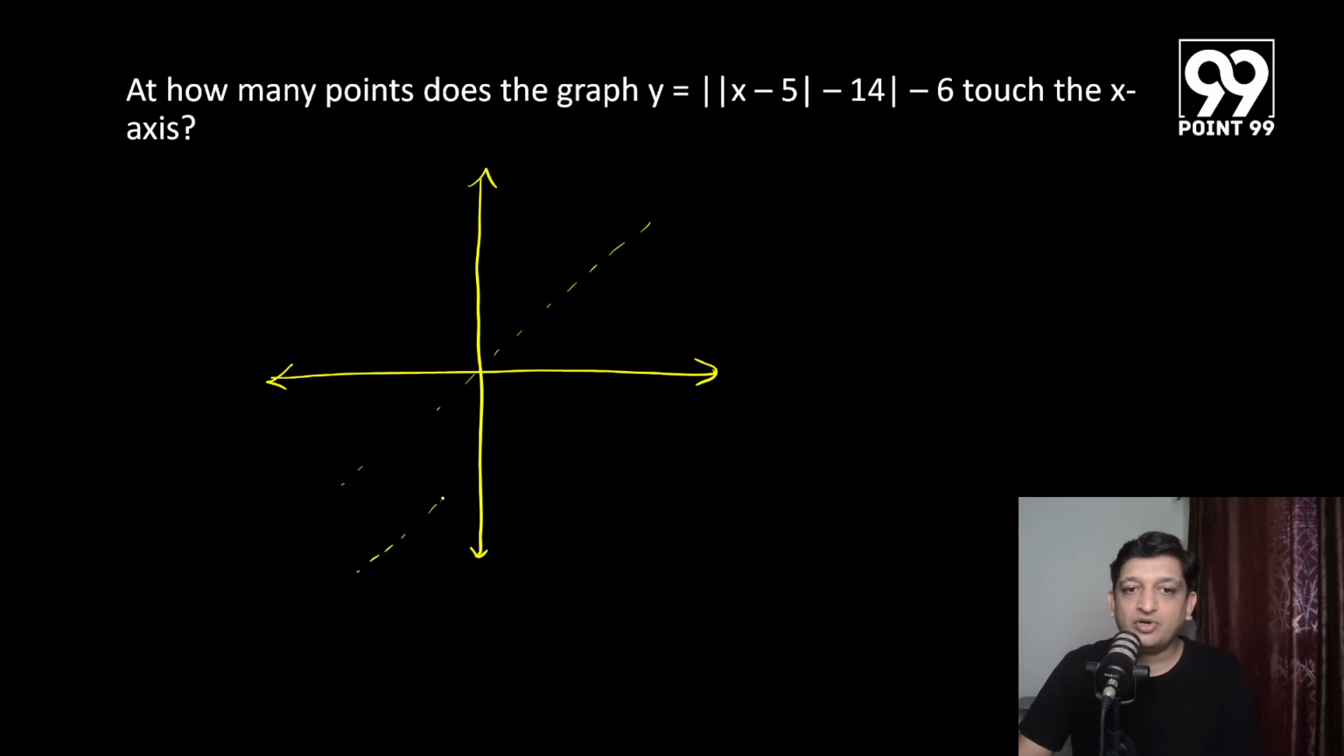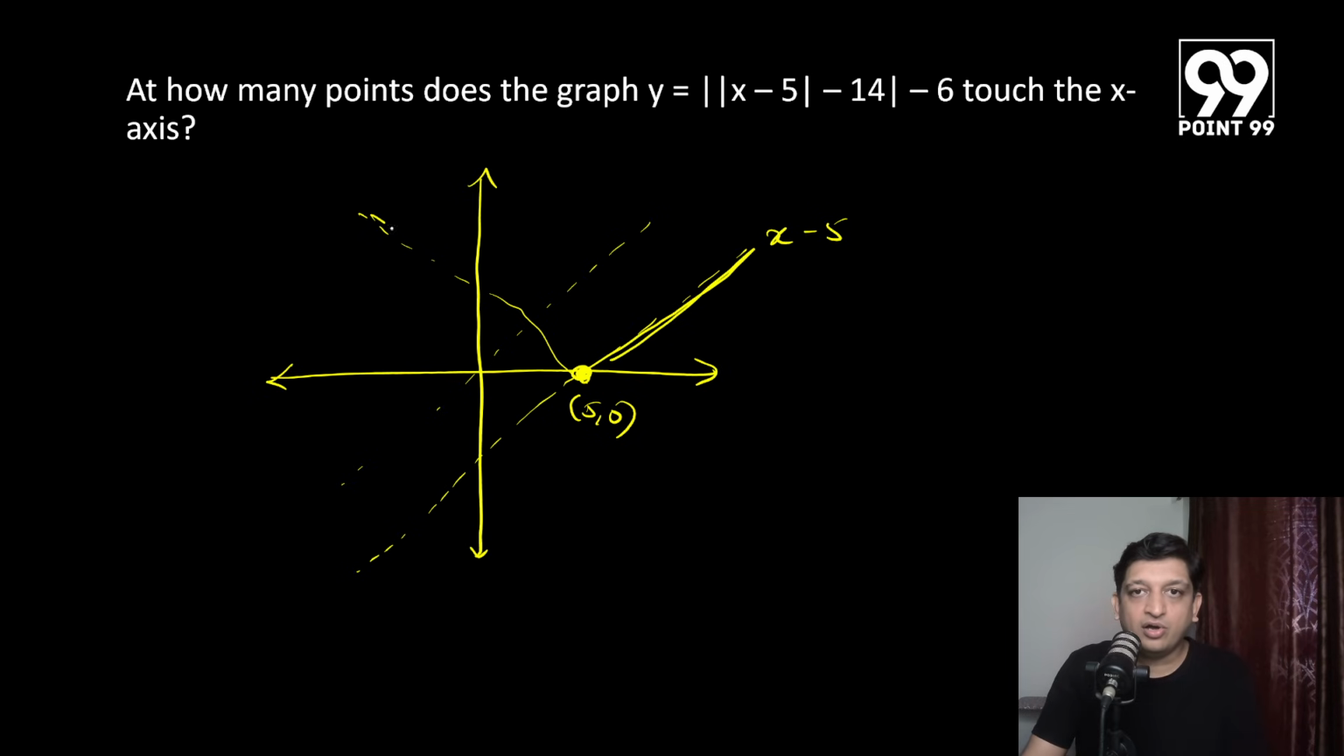So I will basically draw this line here. Right? Now this is x minus 5. But I want mod of x minus 5. So there will be nothing below the x-axis. It will essentially be something like this. So at this point, which is 5, 0, we will have this line which is equal to mod of x minus 5.